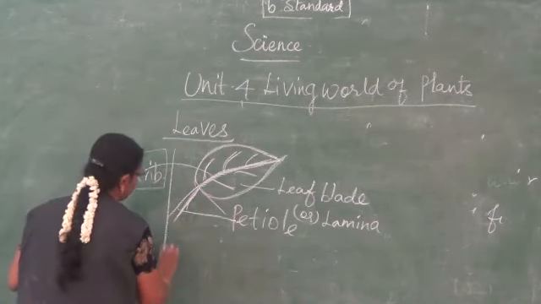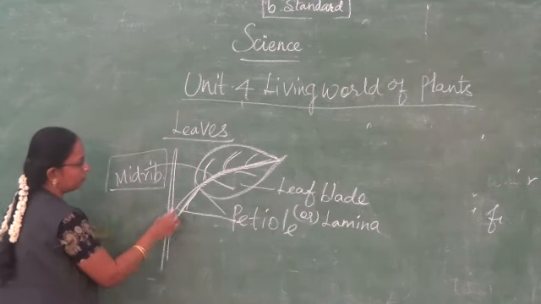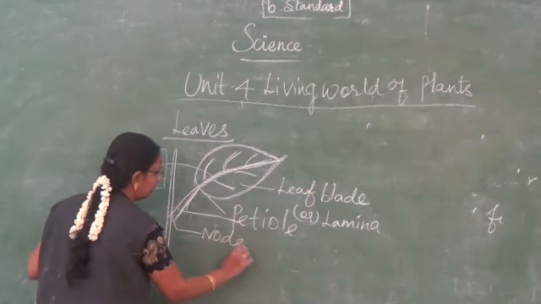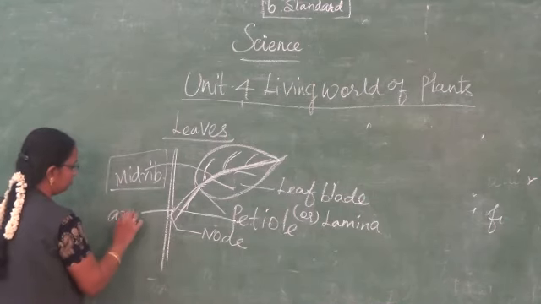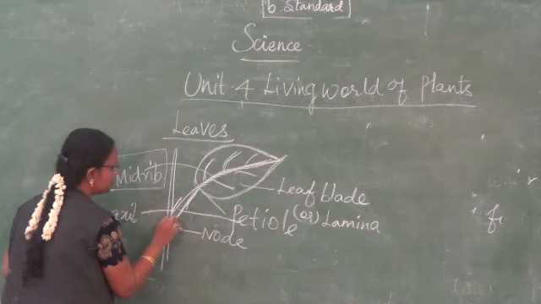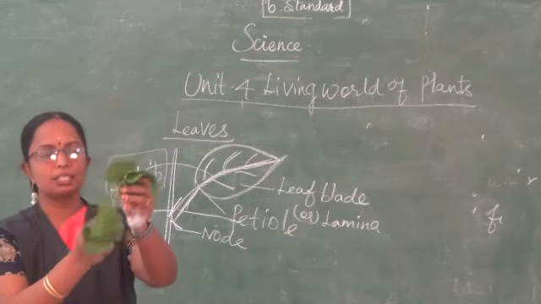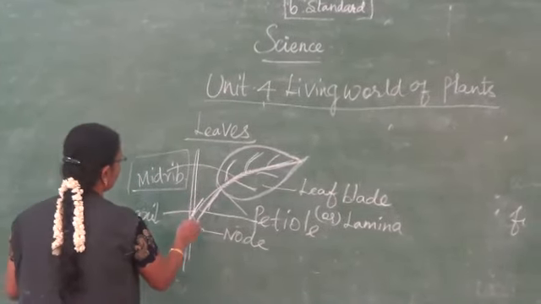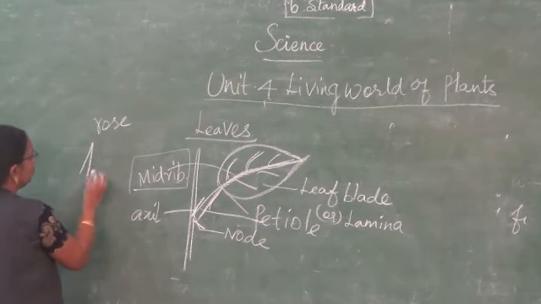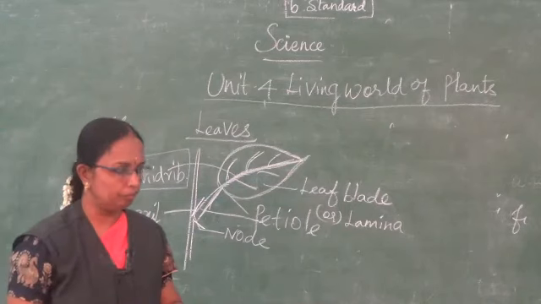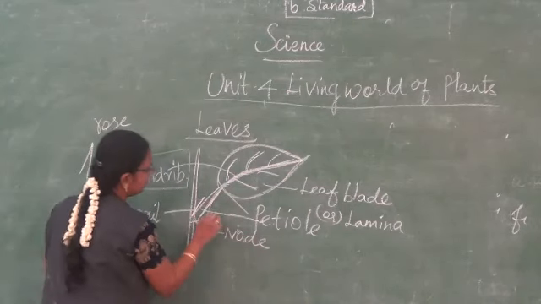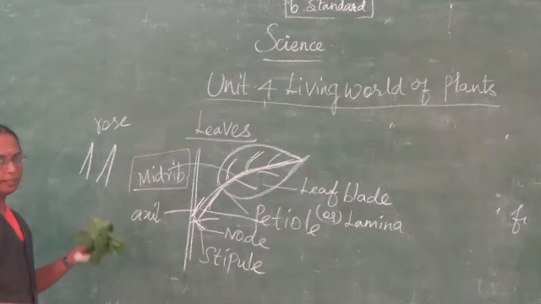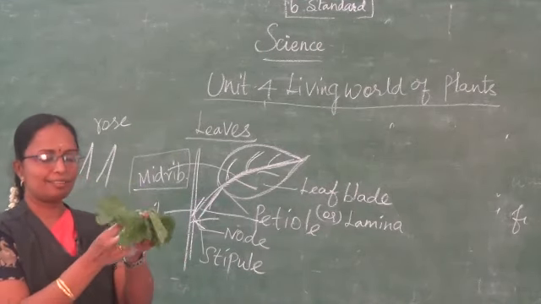And then the portion where the leaf arises from the stem is known as node, and it is also called the axil. Here we can find the stipules. This is known as the stipule. In rose plant, the stipule is modified into thorns. Okay, so what is the main function of the stipule? It protects the leaf when it is young. So these are all the parts of the leaf.